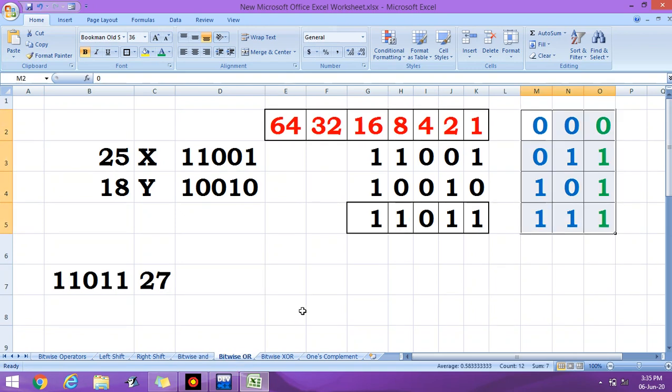Now what about bitwise OR? If you apply this operation, first of all understand the meaning of OR. OR means either value is 1. If from both the values one value is 1, the output is 1. If both the values are 0, only then the output is 0. It means the output will be 1, 1, 0, 1, 1. It means it's 27: 16 plus 8 plus 2 plus 1. The output is 27 when you apply bitwise OR.